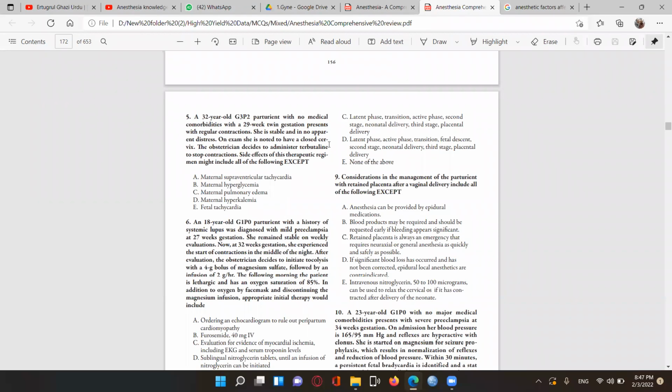So now, what is terbutaline? It is a beta 2 agonist. So you should be considering the effect of beta 2 agonists. Am I right?